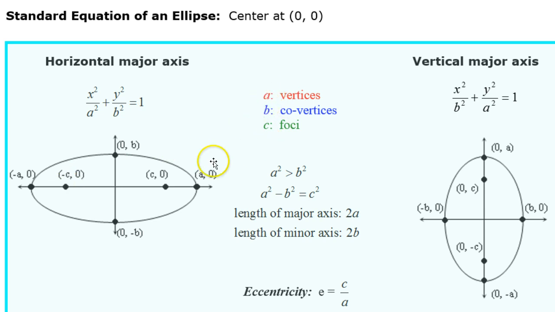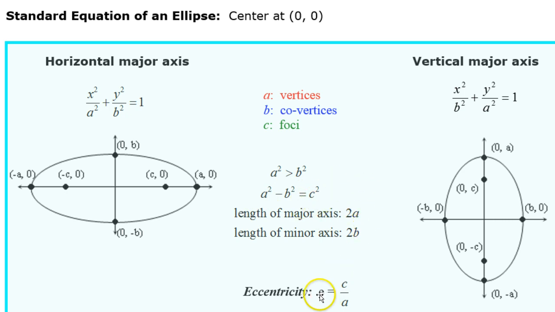As you can see, the vertices will be given by the variable a, positive and negative. The co-vertices, the short way, that's b, and the foci, that's c. Now the way we're defining it, a is always going to be bigger than b, or at least a squared will always be bigger than b squared, because a is always the long way and b is always the short way. a squared minus b squared equals c squared. This is a formula that you need to memorize relating these three variables.